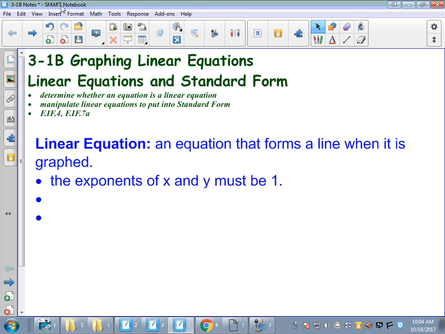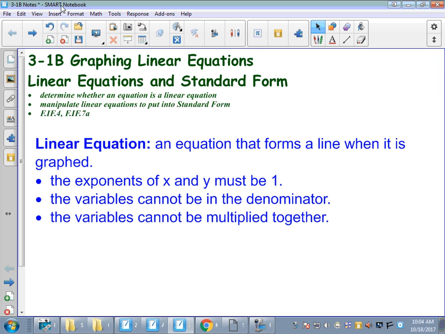So in order for an equation to be a linear equation, there's some criteria. Just by looking at the equation, if the exponents of x and y are 1, it could be linear, but it has to be 1. So if they're anything other than 1, then it will not graph a line. The variables cannot be in the denominator. When the variables are in the denominator, it graphs a whole different thing. It will not be a line. And the variables cannot be multiplied together. If they're multiplied together, it will also create some crazy curve that will not be a line. So this is the criteria to determine whether or not you're looking at an equation that will graph a line or not.